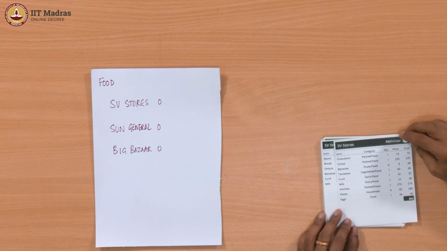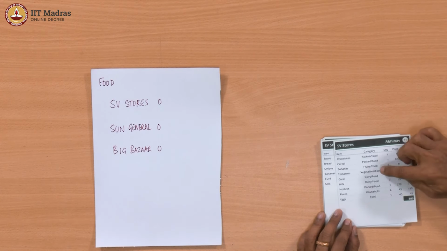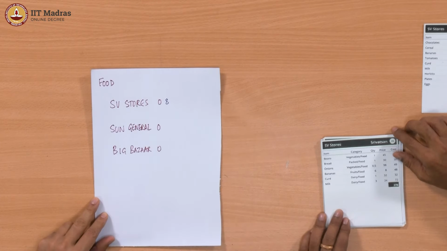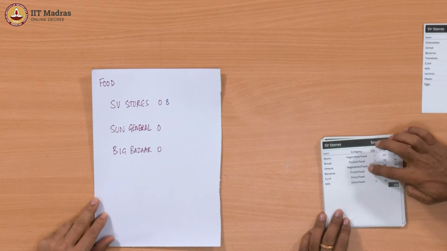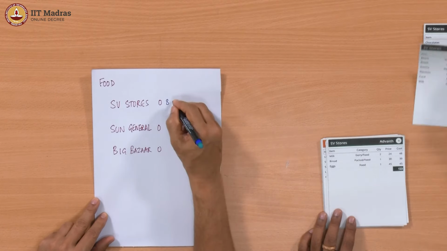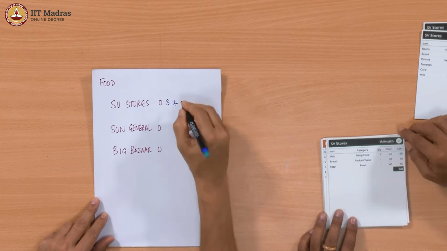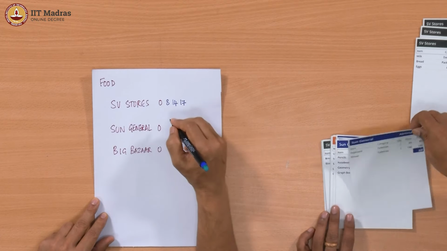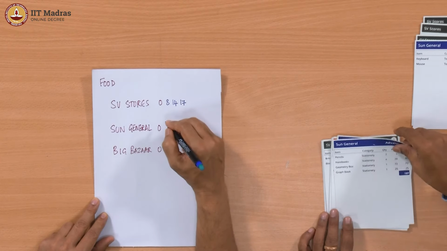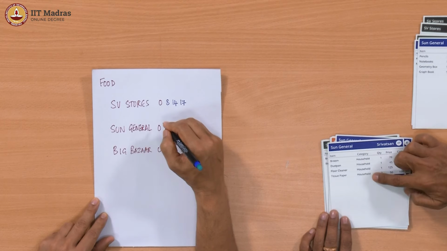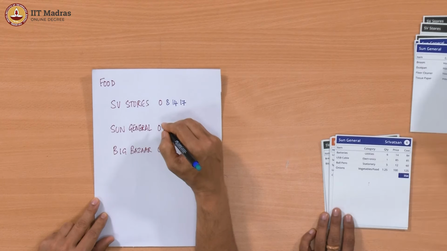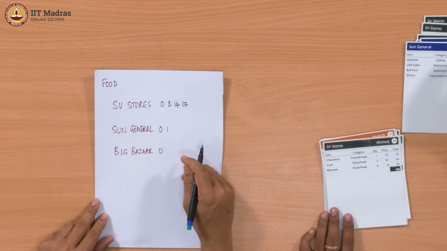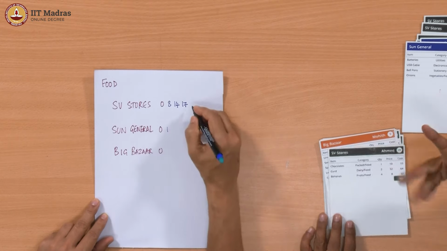SV Stores has 1, 2, 3, 4, 5, 6, 7, 8 items. So I update this 0 to 8. Another SV Stores has 6, so that becomes 14. Three more SV Stores, 17. Sun General 0, so no change. So Sun General is not selling food at all, it looks like. Here's 1. So occasionally people buy food there. SV Stores 3, so SV Stores seems to be selling mostly food.